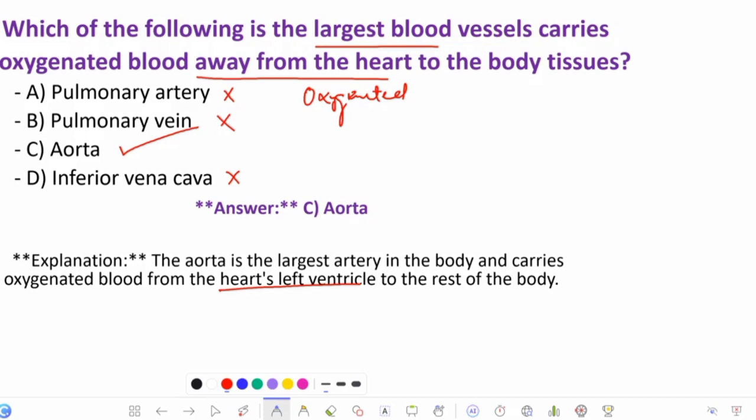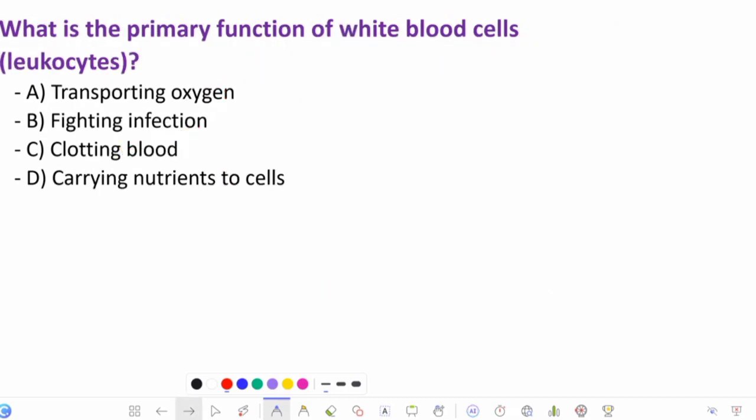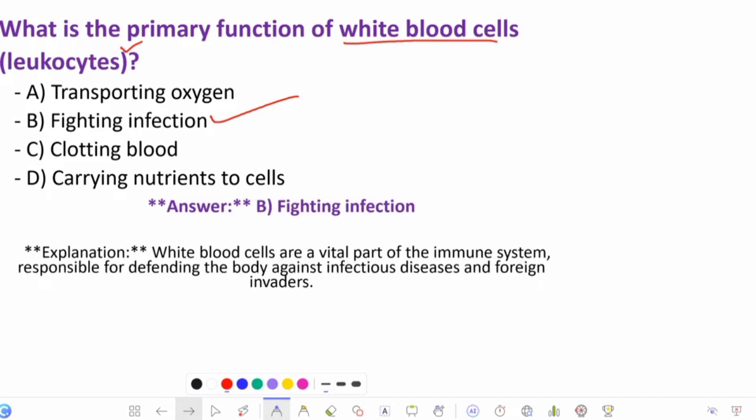What is the primary function of white blood cells? We have already studied white blood cells, they protect the body against invaders. Number one, transporting oxygen, not at all. It's not the correct option. Fighting infection, clotting blood, carrying nutrients to the cells. So fighting infection is the correct option, because this is the function of white blood cells. It protects the body against infection. So the correct option is fighting infection.